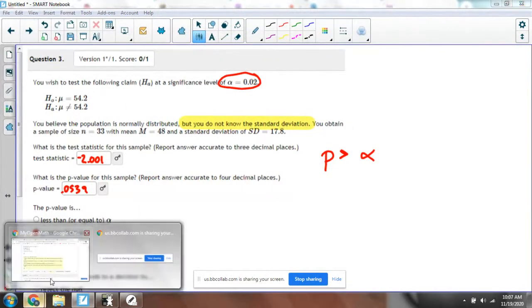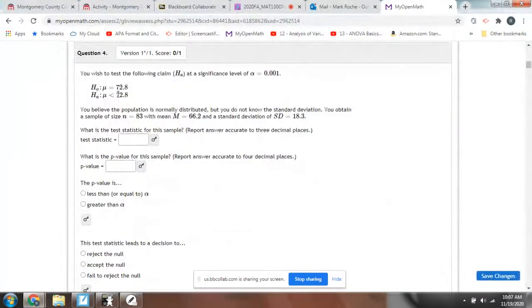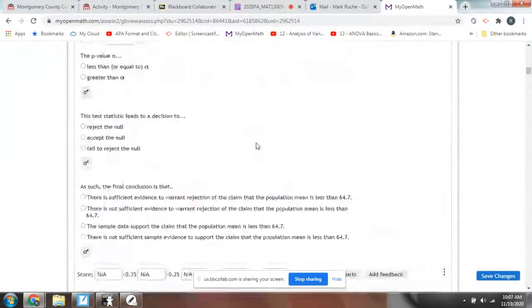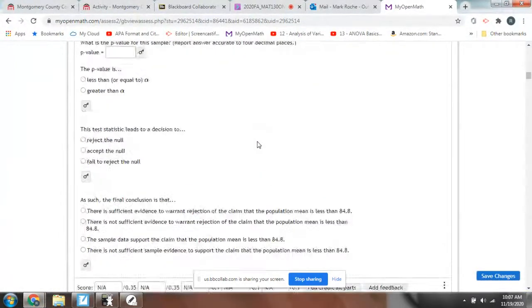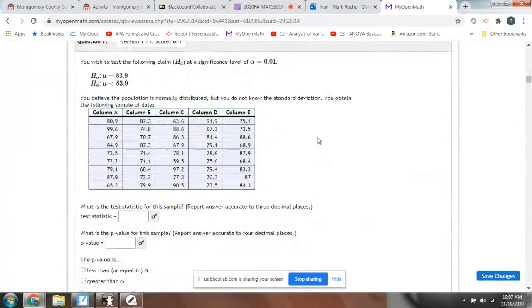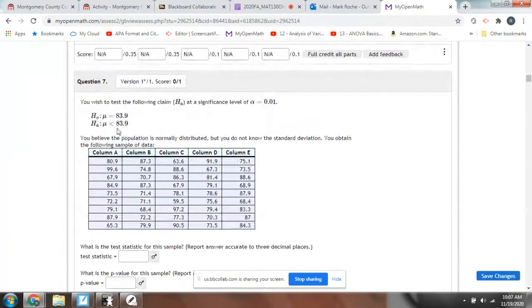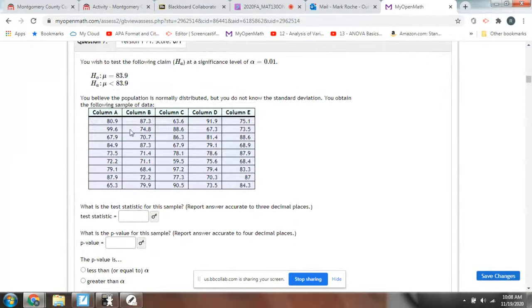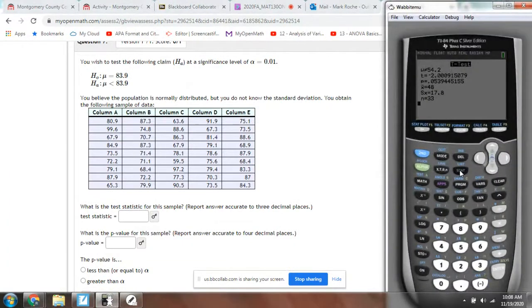Now, the first, I don't know how many questions, but they're all kind of like that. They give you the hypotheses, you just plug it in the calculator, copy the numbers down, and compare alpha and p. For question 7, it's the same thing, but you have to put all this into your stat list. You'll go to t-test because we don't know sigma, and you'll use the data command.